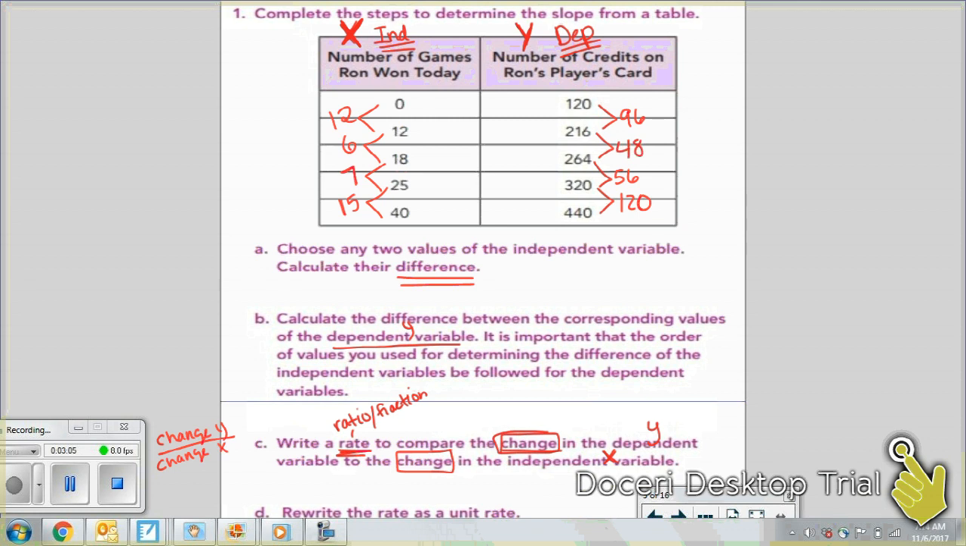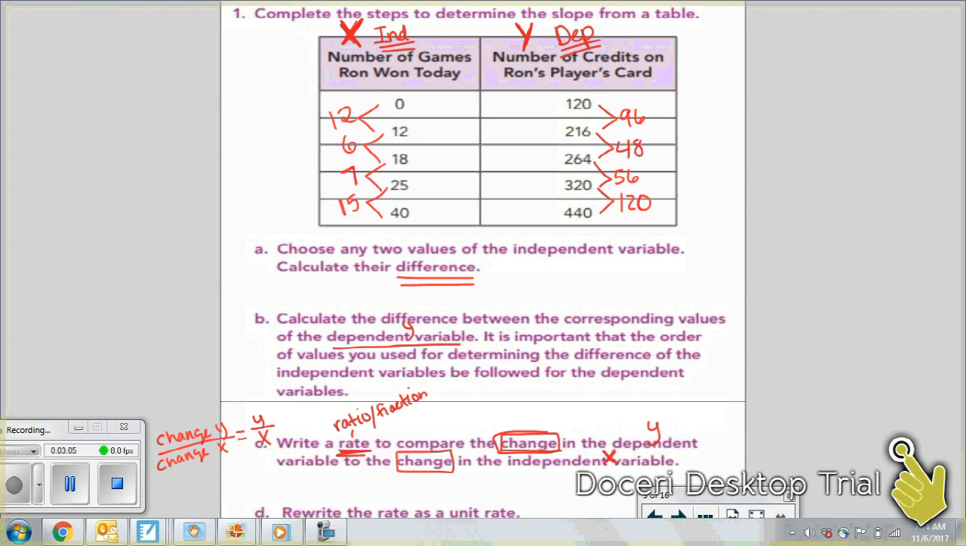Now when we say the word change, what we're saying is that we're going to be doing some subtraction. It's basically like the difference. Now we've already found that difference up here in our table. So we're just taking the amounts that we've subtracted from our table and putting them into a fraction form. Okay? Remember, slope is always, always, always y over x. So we want to keep that. So we're going to write a rate for every single thing that we've done.